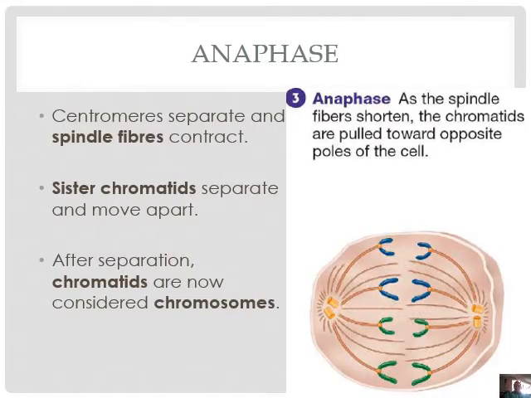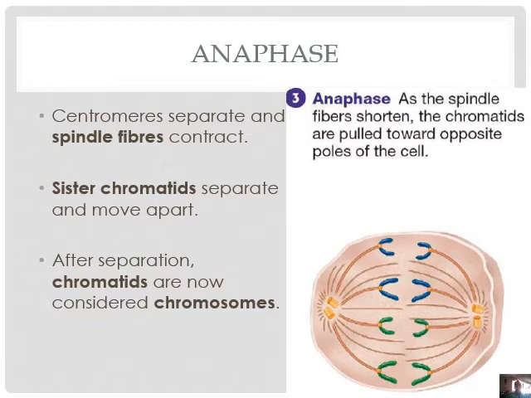Then we have anaphase. This is my favorite phase just because it's the one that everyone remembers for some reason. So where it says number 3, as the spindle fibers shorten, the chromatids are pulled towards the poles of the cell. Okay, let's go to the left. Centromeres separate and spindle fibers contract. So these little protein spindle fibers can actually start pulling. And when they pull, they actually split that chromosome directly down the middle and then pull the sister chromatids to either side. Okay, so the sister chromatids separate and they move apart towards the poles.